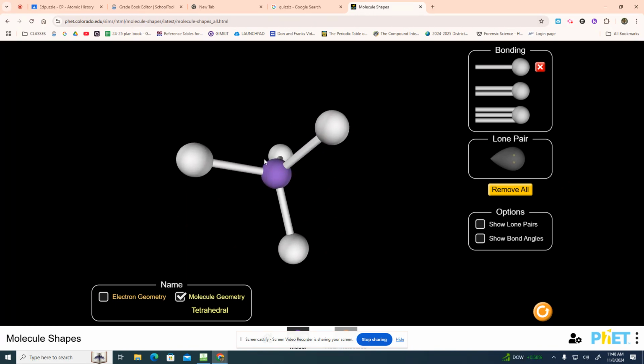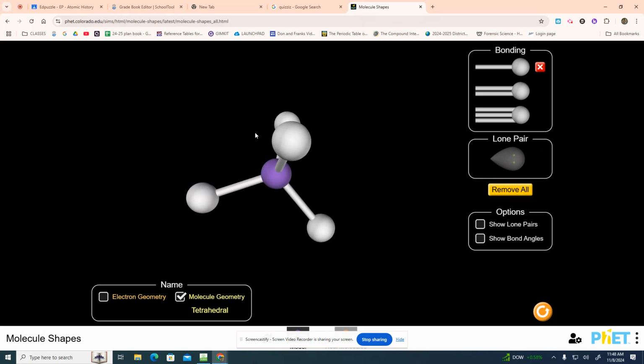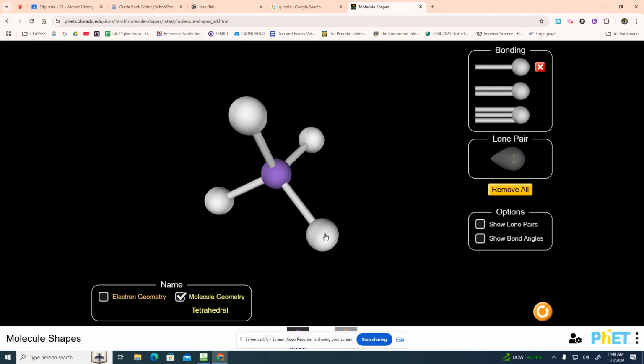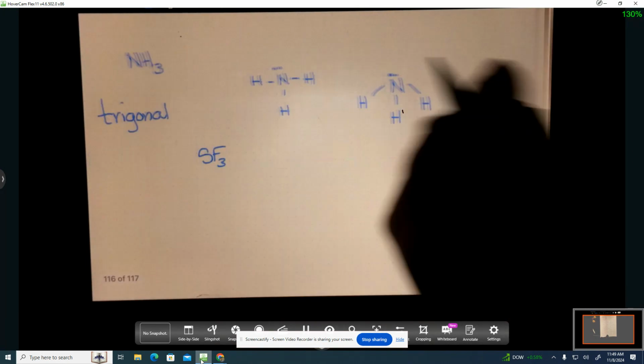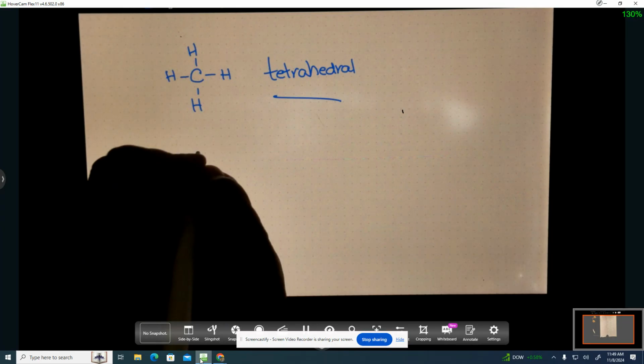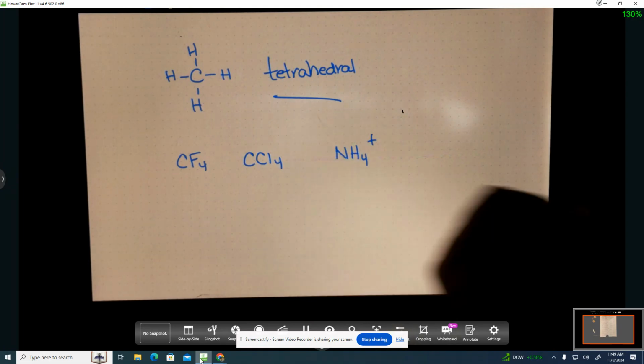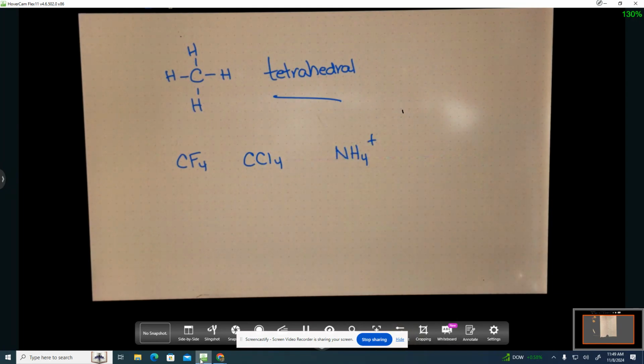They're all 3-dimensionally spread out as far as they can get from one another. Okay? I hope you can see that. Now you've got 4 things around a central atom. The name of that shape is tetrahedral. Tetra, meaning 4, hedral around a central atom. It's tetrahedral in shape. So CH4 or CF4 or CCl4 or NH4 positive, those are all tetrahedral in shape. They have 4 things around a central atom.